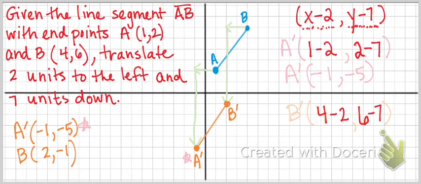So what do we get? What is 4 minus 2? 2. What is 6 minus 7? Negative 1. So that's the same as we got here. That's the same as we see graphed here.